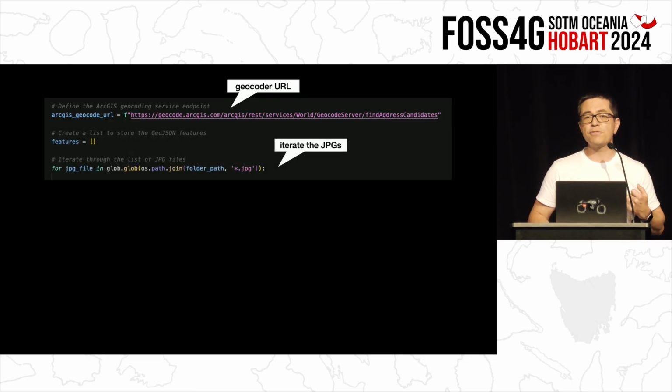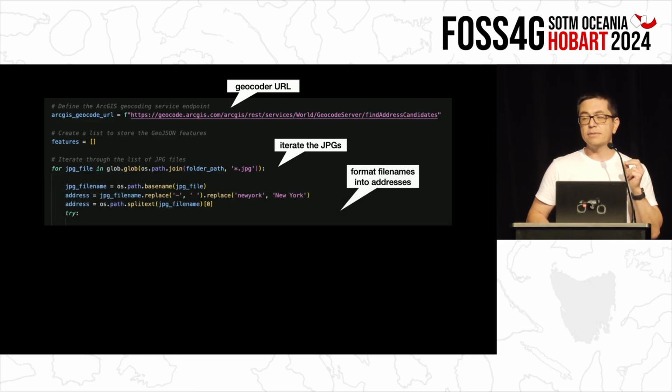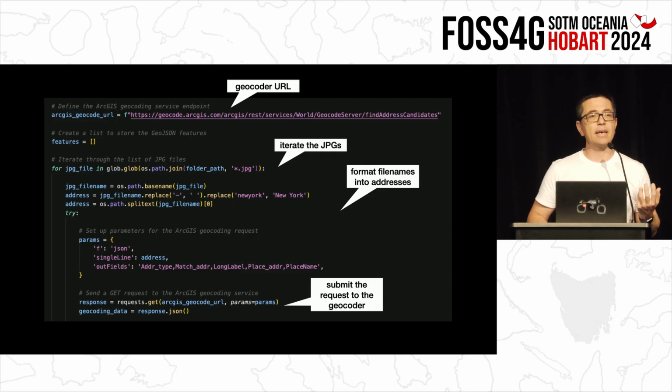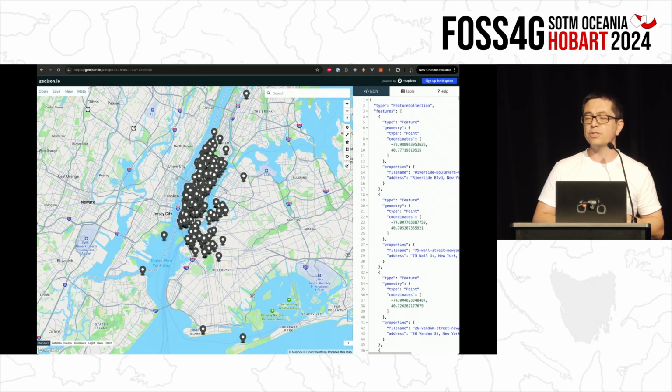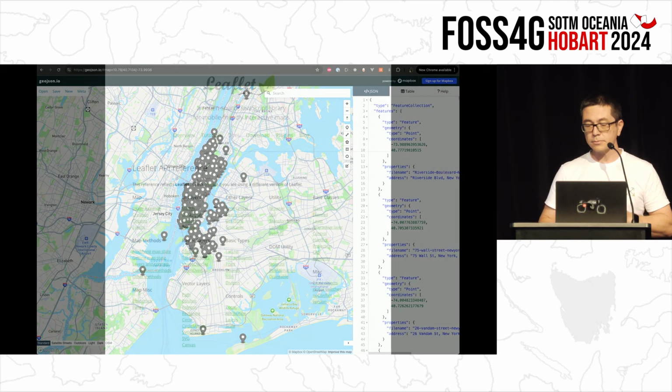Then I wrote a script to go through that folder of JPEGs and, for each JPEG, take that file name and reformat it. So take out underscores, take out spaces, put the word New York at the end, and basically format it, and then send it as an AJAX call to the geocoder. And I got back the results, and I chucked them into geojson.io to test them out. And there we go, they look great. So I could see that my geocoding was working well.